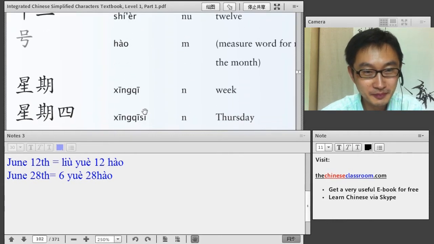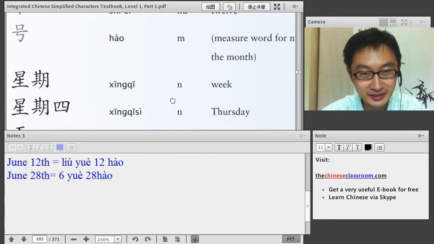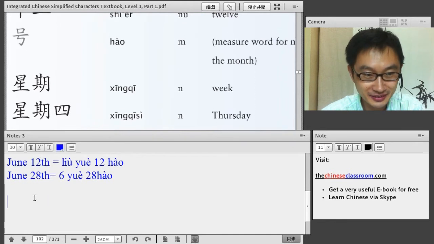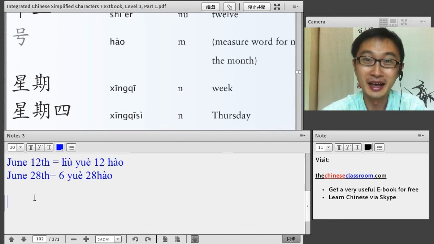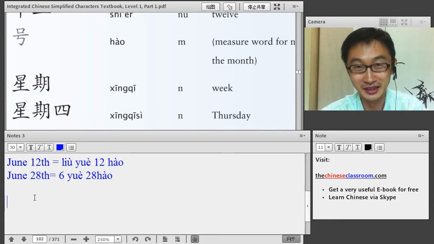Then look at this, 星期 and 星期四. I like to explain every character, the meaning of each character, so you have the idea why the words are like this.